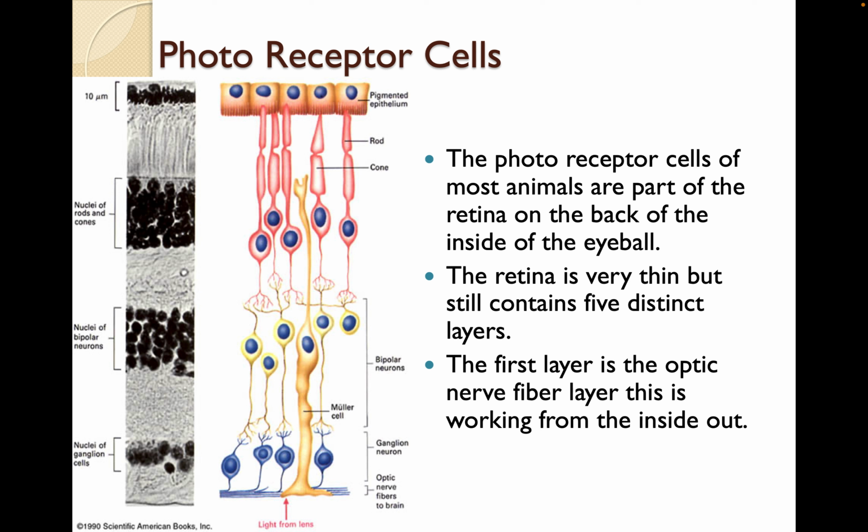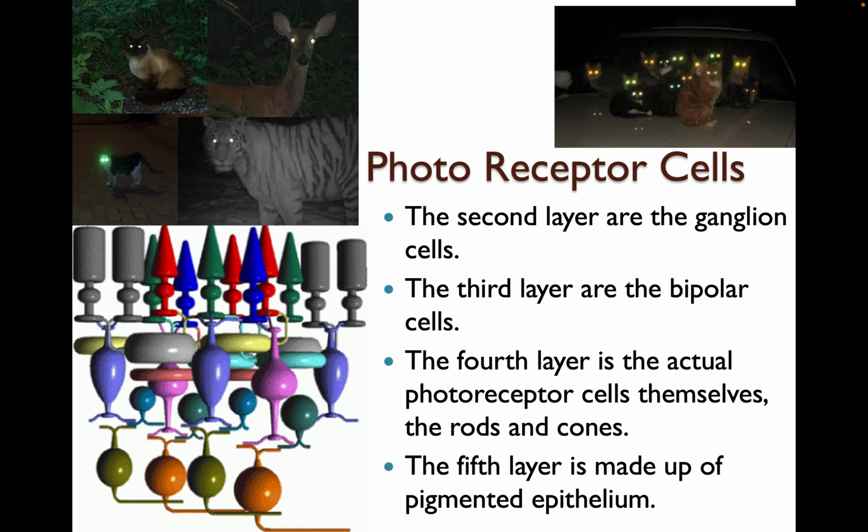The first layer is the optic nerve fiber layer. This is working from the inside out, of course. The second layer are the ganglion cells. The third layer are the bipolar cells. The fourth layer is the actual photoreceptor cells themselves, the rods and cones. And the fifth layer is made up of pigmented epithelium. And of course, it's the pigmented epithelium that makes animals' eyes, and humans, of course, light up at night.